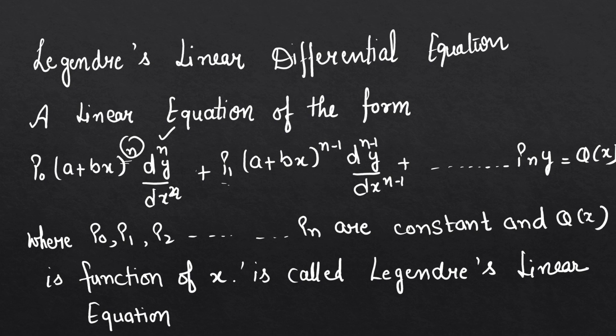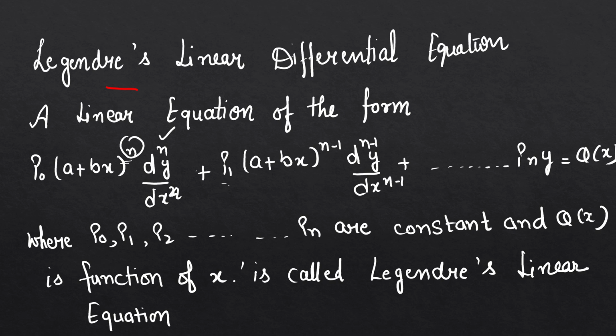Today we will start with the next part of linear differential equation with variable coefficient, that is known as Legendre linear differential equation. In our last video, we have done Cauchy's linear differential equation, that is also part of differential equation with variable coefficient. Now we are doing Legendre's linear differential equation, that is also part of differential equation with variable coefficient.